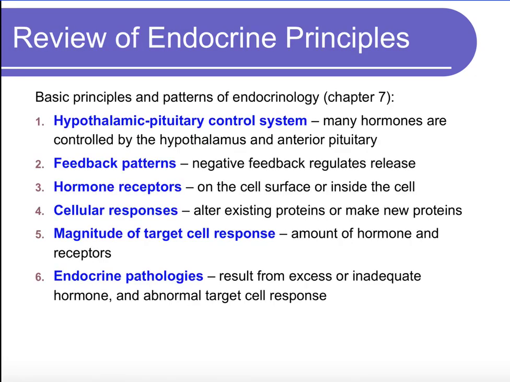So to review the endocrine system, which was covered in Chapter 7, just keep in mind that the hypothalamus and pituitary control the release of a lot of our hormones. Our hormones are also regulated by negative feedback. That's the one that typically dominates. So these feedback patterns, especially negative feedback, ensure that we're going to bring balance to the system.